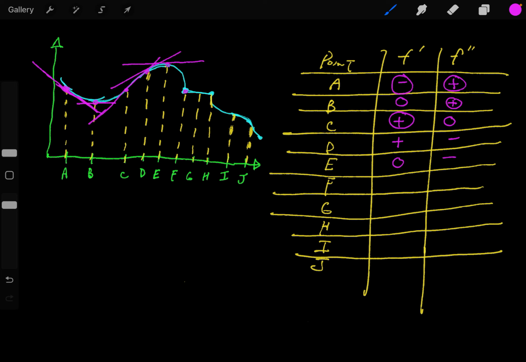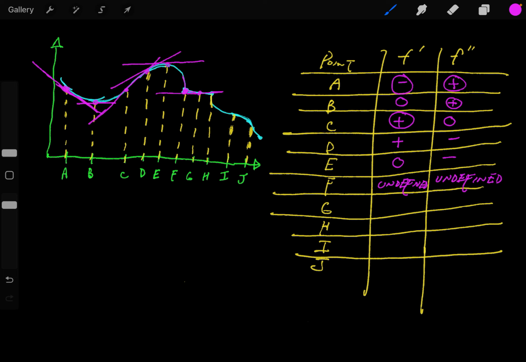Now, at F, we need to know that there is no tangent line, and it is undefined. Both of these will be undefined. We should see that it instantaneously changes its direction at that point. It's a sharp corner, we say, and there's no way we could define the derivative.